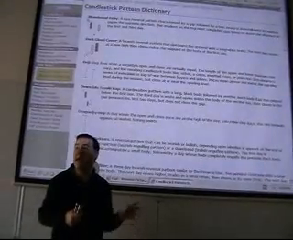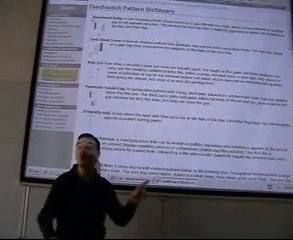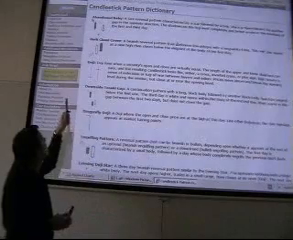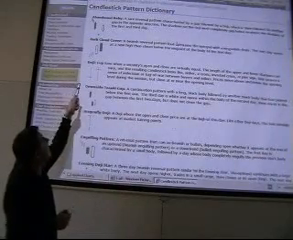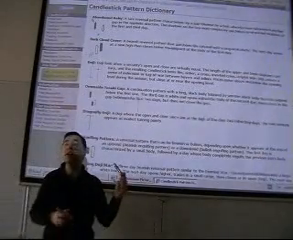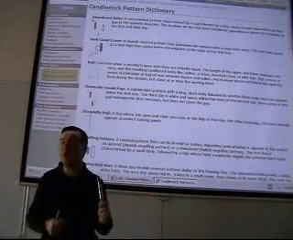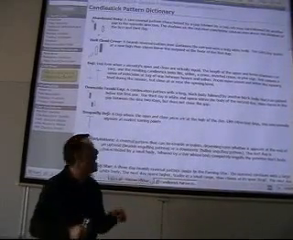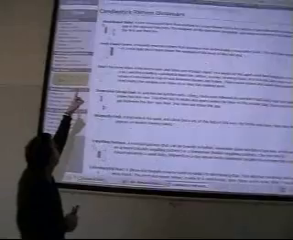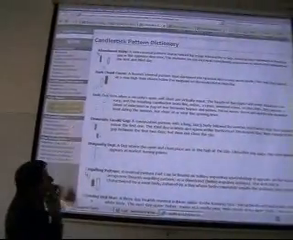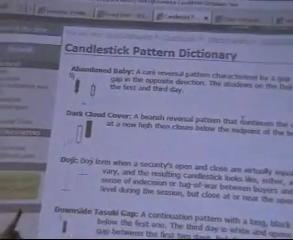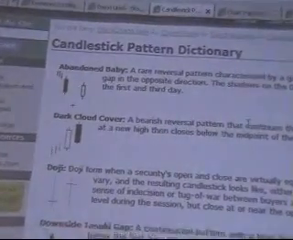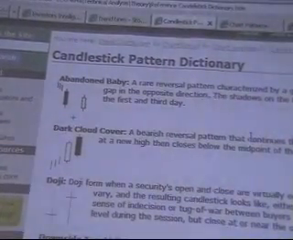Alright, so I'm not going to discuss any of these. I have put it on the website for you, a candlestick pattern dictionary. So it simply is a reference. You get a specific pattern, for example, abandoned baby, you look at what it is, and it explains it to you. Then you have a dark cloud cover, you have a doji, you have downside Tasuki gap.